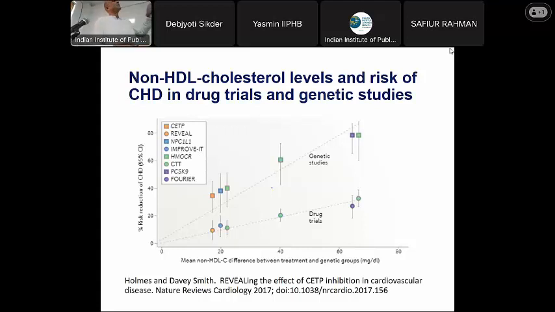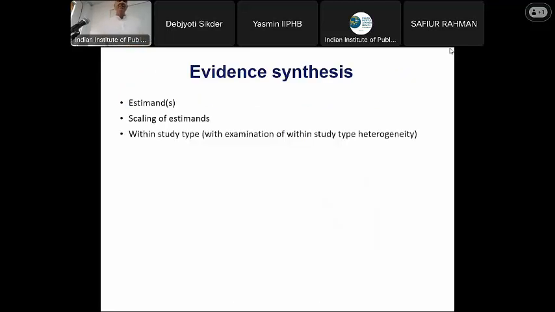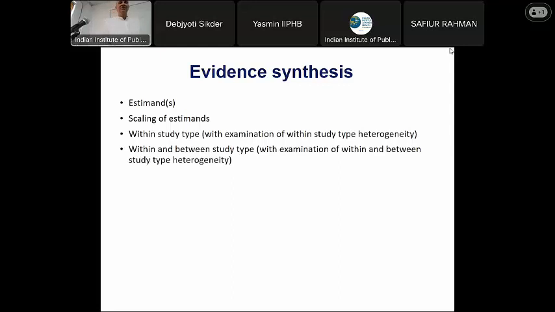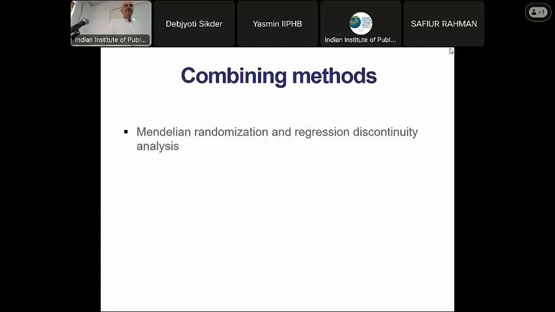But that's just to get over the point that it wouldn't make any sense to meta-analyze these findings because they have a different estimate. And I'll go on to examples of when you actually can combine these different approaches. So this is combining two approaches. I mentioned Mendelian randomization, and I've also mentioned regression discontinuity analysis.